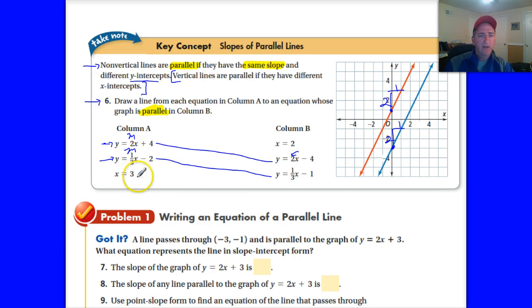Now this last one here, x equals 3, makes a lot more sense if we're visual about it. If you don't know what that means, you really should know by now. It means there is a line that goes through x equals 3, a vertical line like this. That would be an example of x equals 3.